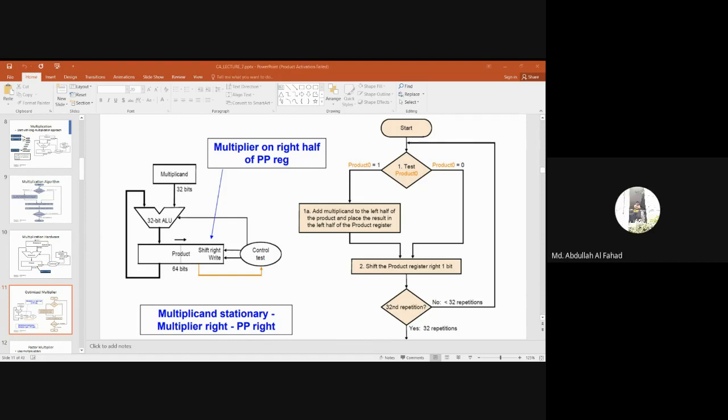Sir, which is 32 repetition it takes, sir, I want to do that. 32 repetition means if the multiplier is of 32 bits, then we are going to repeat this process for 32 times to get the result. If the multiplier is only of 4 bits, then we are going to cover 4 steps, or in 4 steps we are going to find the proper result. Okay, sir.